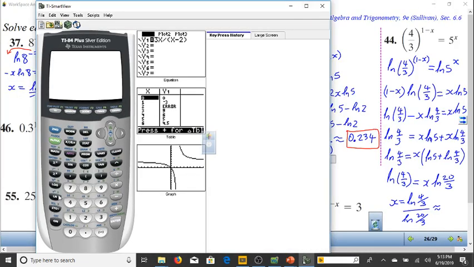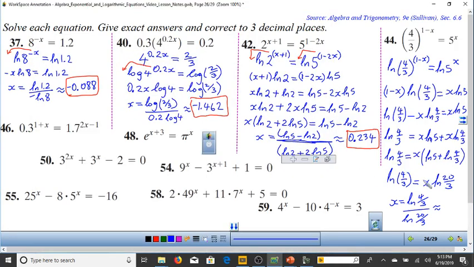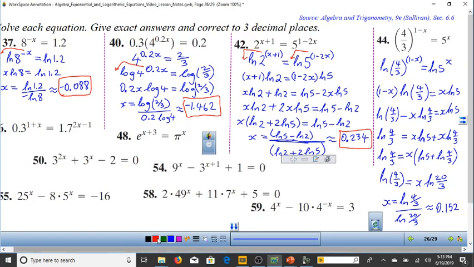So we do ln of 4/3 divided by ln of 20/3. Point 1516. So our answer here is approximately 0.152, to 3 decimal places. All right.